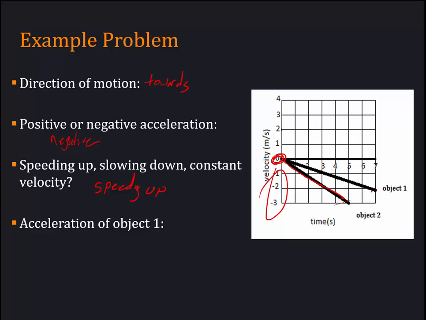And the acceleration of object 1? Well, we need to find the slope of that line. It goes from 0 meters per second to negative 2 meters per second. So the rise is negative 2 meters per second divided by the run, which is 7 seconds. So our acceleration is negative 2/7 meters per second squared. If we go to the acceleration of object 2, it's accelerating a little bit quicker, which means its acceleration is greater, its change in velocity is greater each second, and so we calculate the slope the same way, but this time we have negative 3/5 meters per second squared.